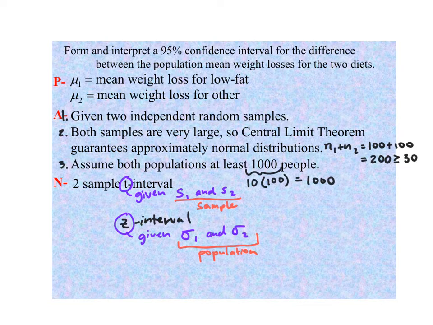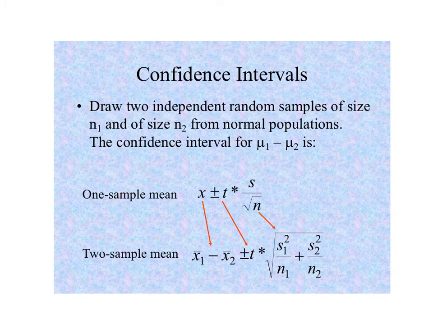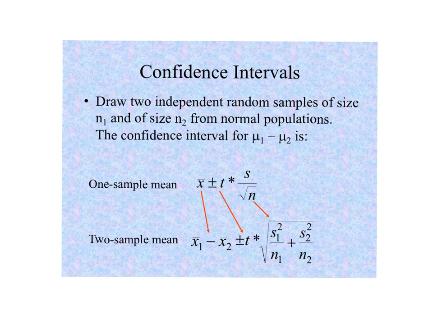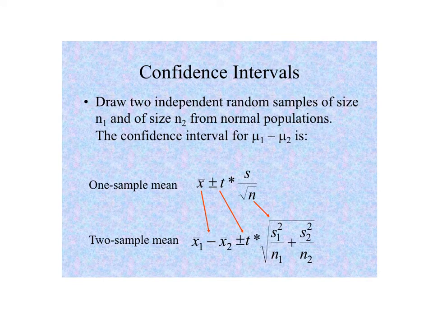Let's look at the next step. Next letter is I. And so we're going to do a calculation in this step. I like to call this the calculation step. So another thing that's going to change is the formula. It's going to change the following way. Okay. So we're drawing two samples here, one of size n1 and one of size n2, right? From populations that are normal.